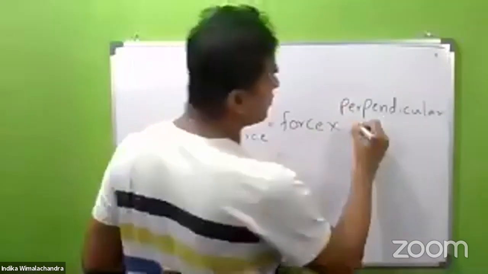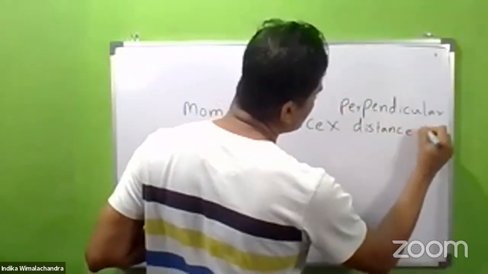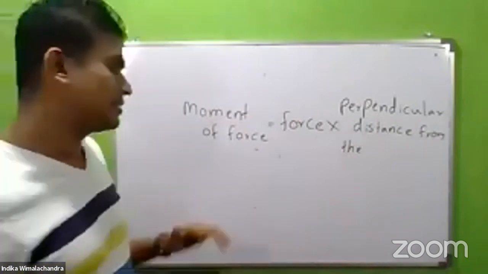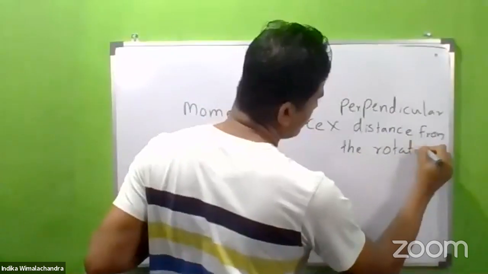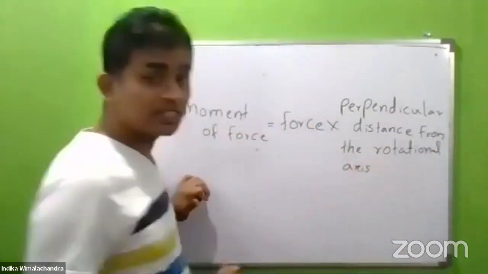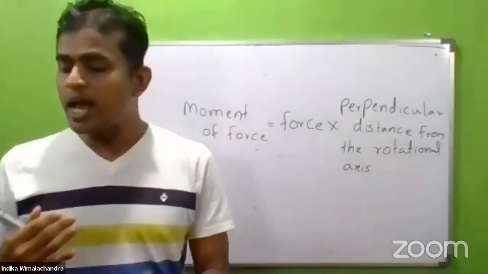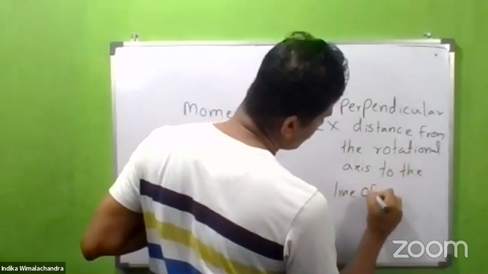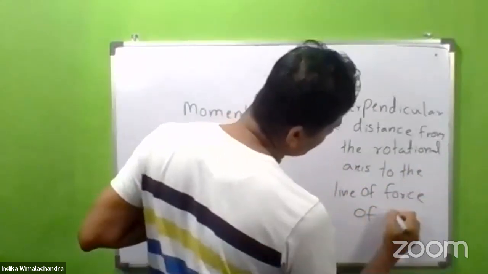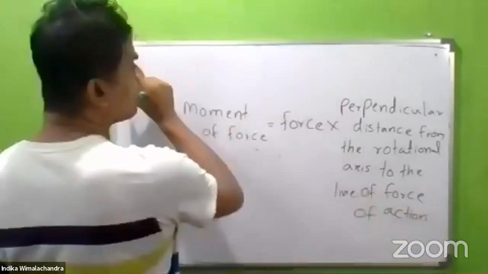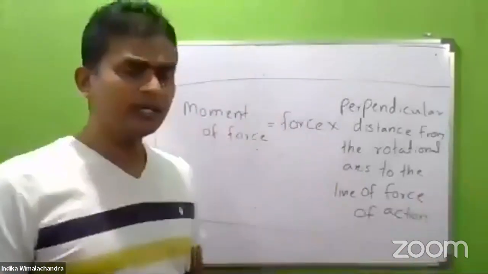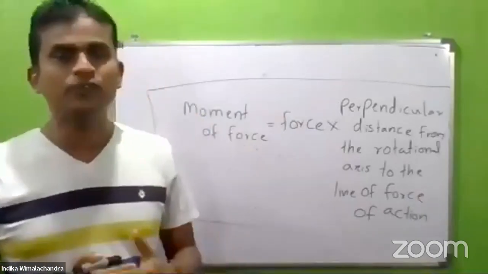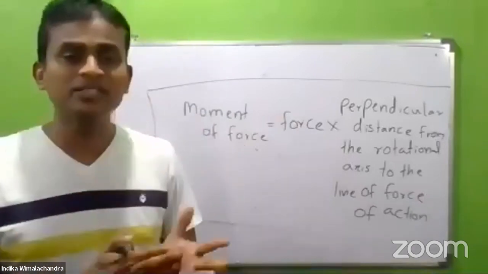Perpendicular distance from the rotational axis to the line of force of action. This is what we call the moment of force. Actually, moment of force means some kind of possibility to move. There is another name for this, turning effect. The possibility of turning something is what we call a turning effect.